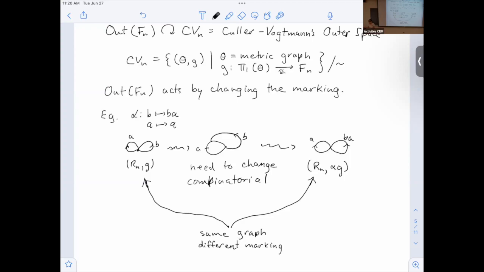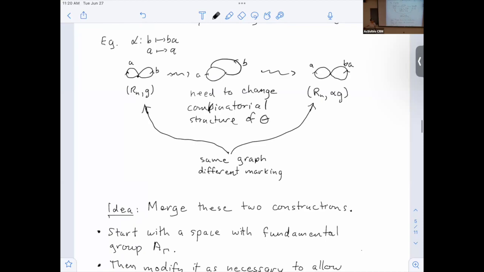All right, so here we go. We want to merge these two ideas into one gigantic thing because, for example, a transvection B goes to BA in our right-angled Artin group. Well, if A and B commute, then it looks like the first case, and if A and B don't commute, then it looks like the second case. We have to be able to do either one. We have to be prepared to go either way.